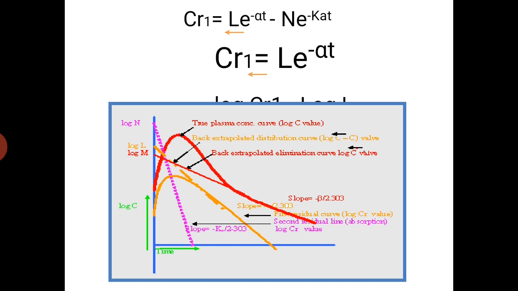Now this line represents the bi-exponential. Now finally we need to find out what? Find out the absorption rate constant Ka. For determining the absorption rate constant Ka, we need to convert the bi-exponential curve into a mono-exponential curve.